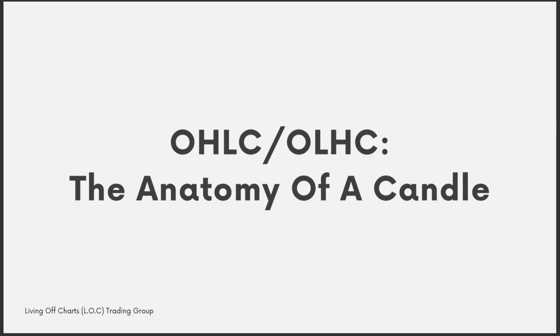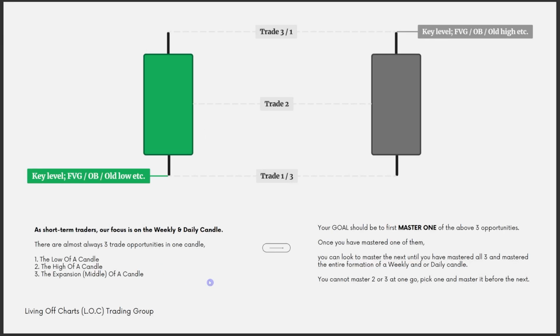This time we're going to be talking about open high low close and open low high close, which is the anatomy of a candle. So over here we've got a nice depiction of a candlestick, right? And as short-term traders, our focus is on the weekly and the daily candle. There are almost always three trade opportunities in one candle. We've got the low of the candle over here, we've got the high of the candle, and then the entire expansion which is within this candle. That's the third trade opportunity.